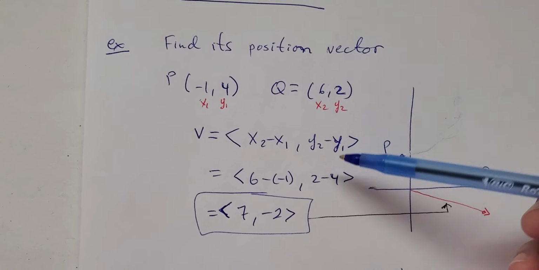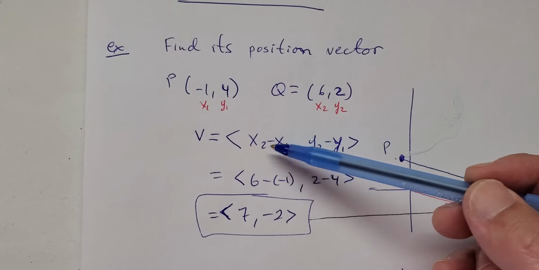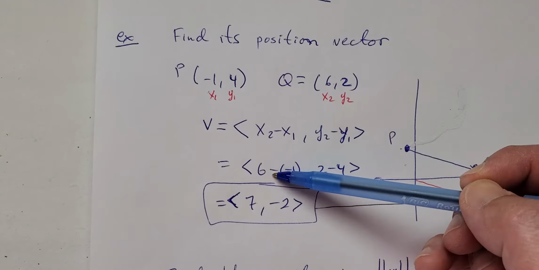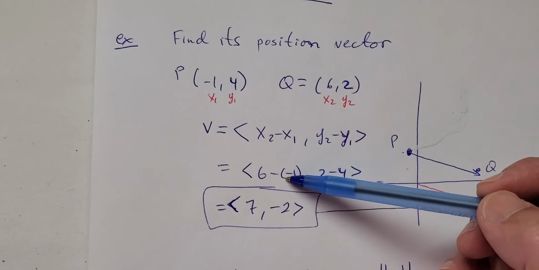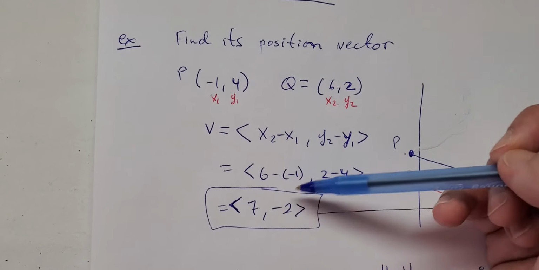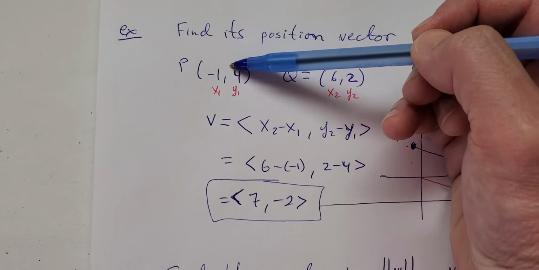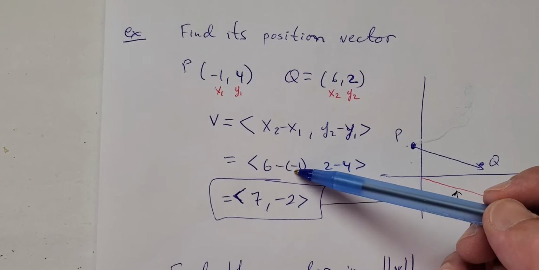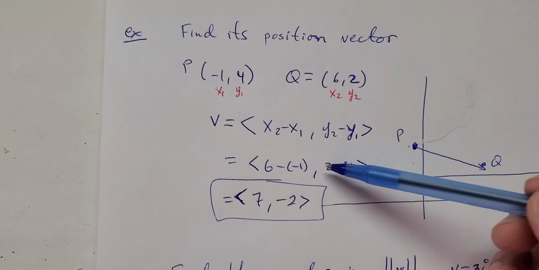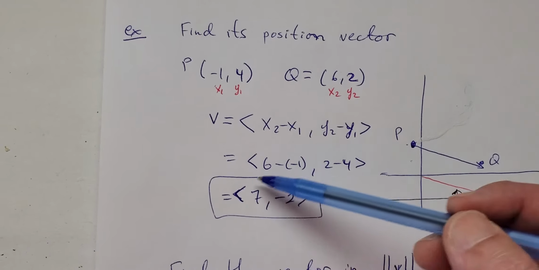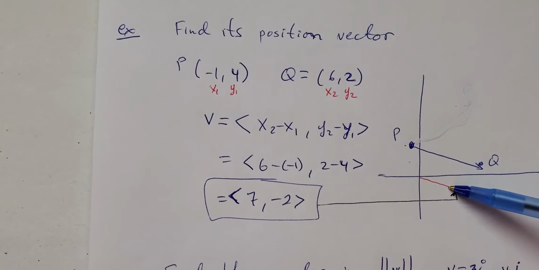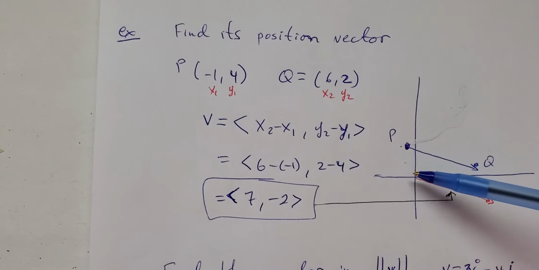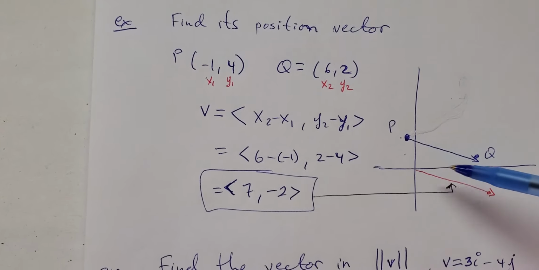And to get that position vector, here's the formula: x2 minus x1, y2 minus y1. So 6 minus, but x1 is also negative, so make sure you put it in parentheses. Y2 is 2, minus, and y1 is 4. Just basic order of operations: negative and negative gives me plus, so 6 plus 1 gives me 7, and 2 minus 4 is negative 2. So this is the vector right here, in position vector form, which is right here at the origin pointing out.